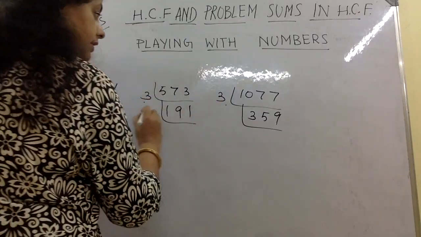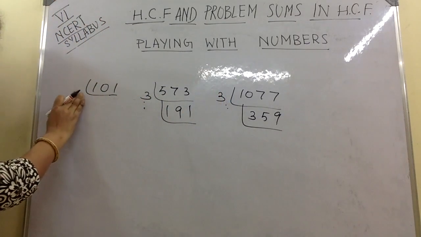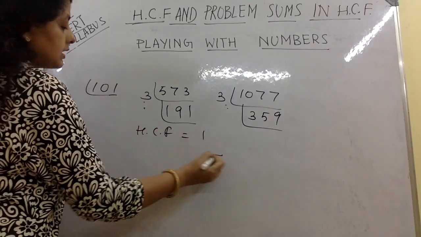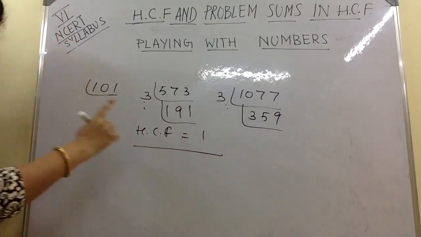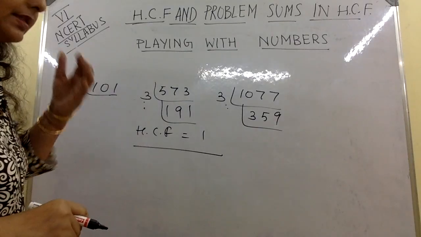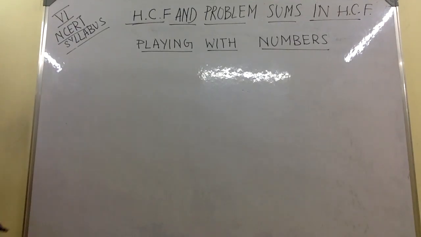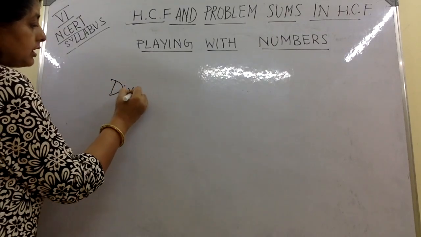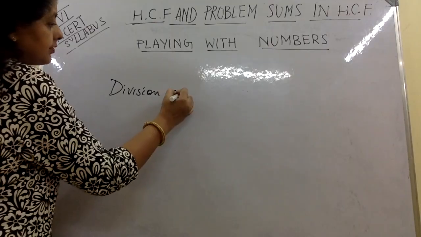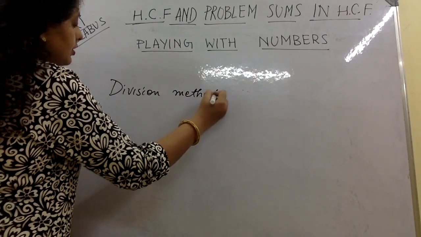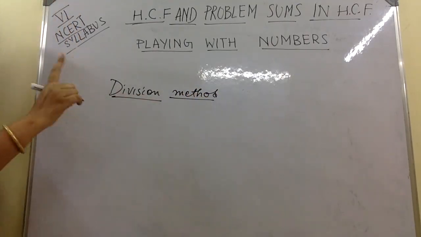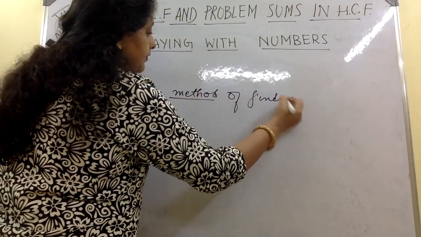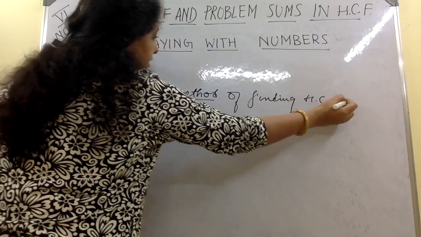So we don't have any factors in common. 3 is a common factor between these two, but then this one does not have 3 as a common factor. So when this happens, the only common factor is 1. So you can get a sum like this. Right now what we did was a prime factorization. Now we will do division method. This is absolutely new for you all. Division method of finding HCF. Before this we did prime factorization method.